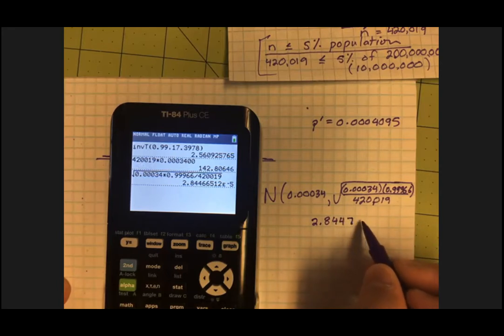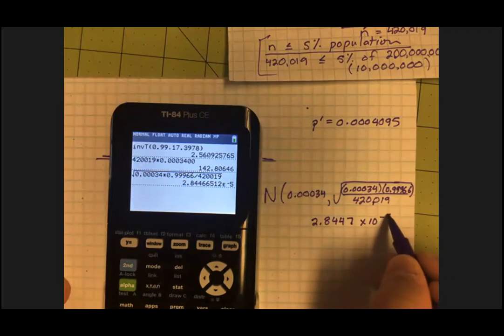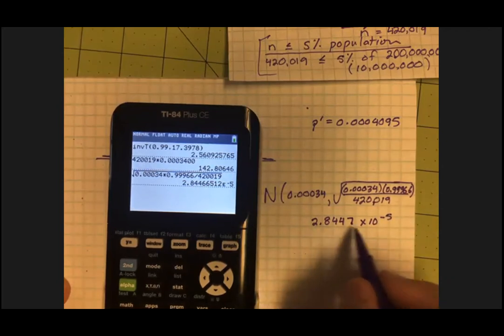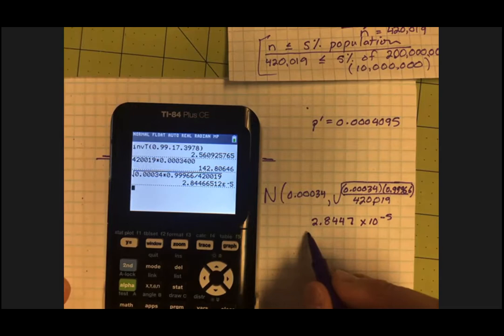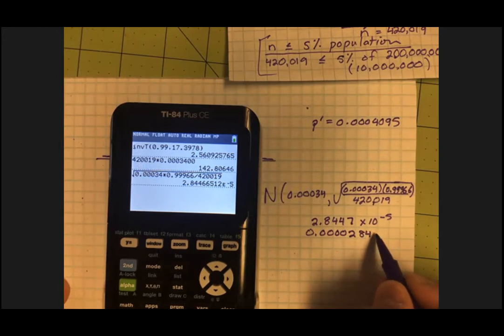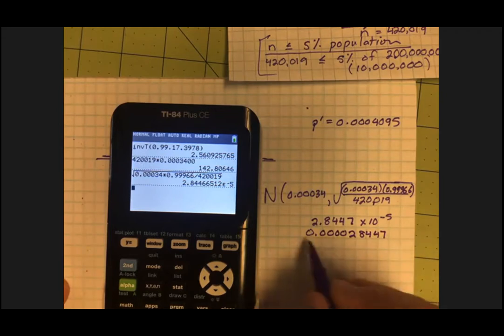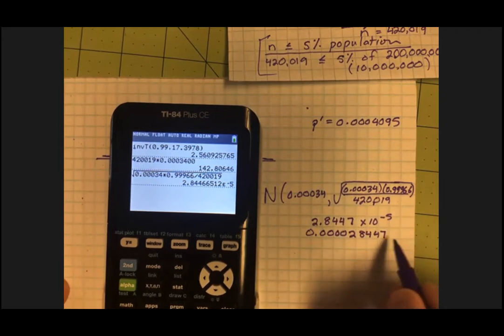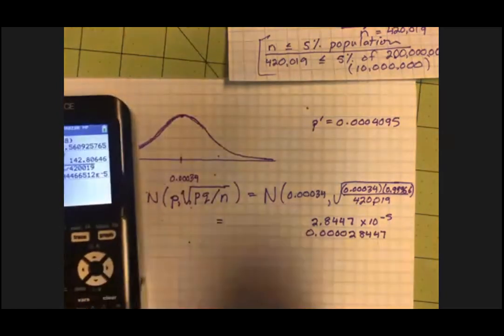2.8447, if I round off, times 10 to the negative fifth. That means I'm moving that decimal place 5 times to the left. 0.000040, then a 2, 8447. That's my standard deviation. There's so many zeros right here, right?